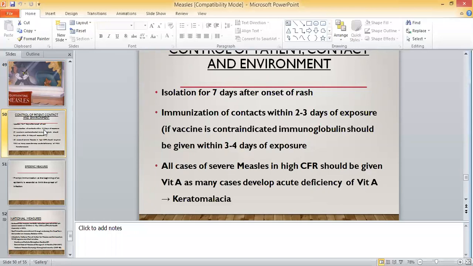In control measures in the environment: isolation for 7 days after onset, and immunization of contacts within 2 to 3 days, because immunity develops within 7 days of the vaccination, before the onset of the disease signs and symptoms. All cases of severe measles with high CFR should be given vitamin A, as many cases develop acute deficiency of vitamin A. Due to vitamin A deficiency, that patient may develop keratomalacia or night blindness.